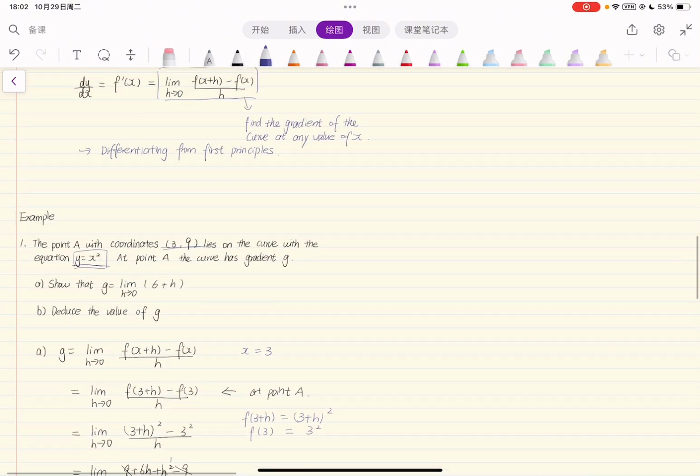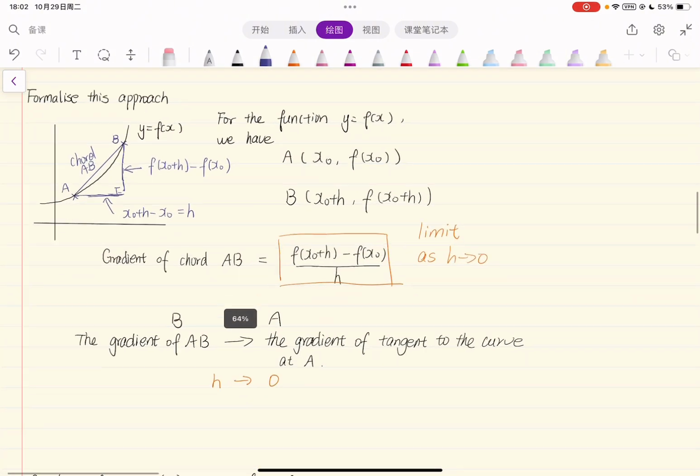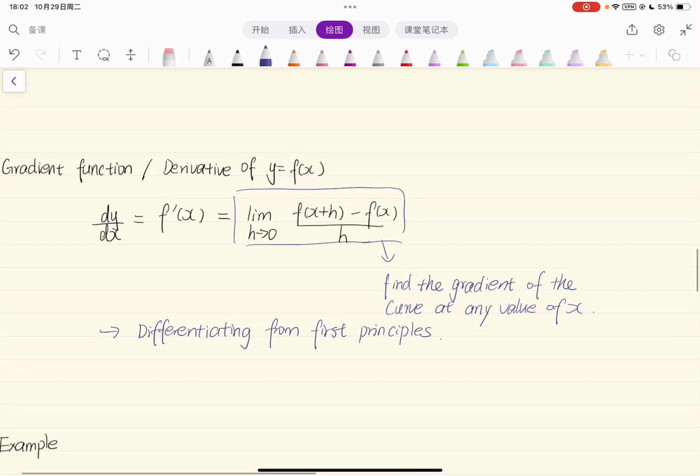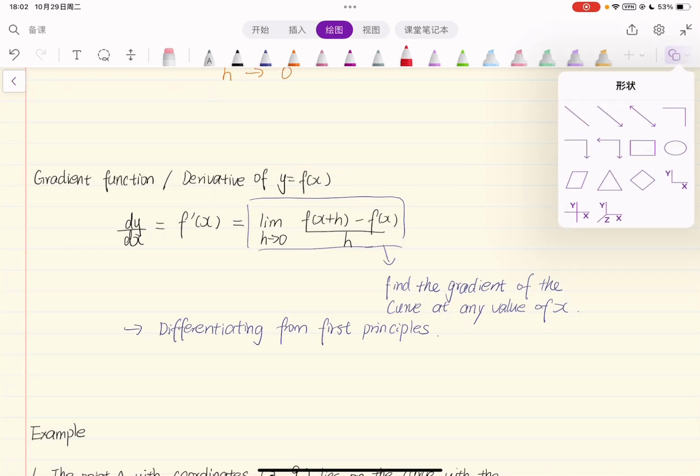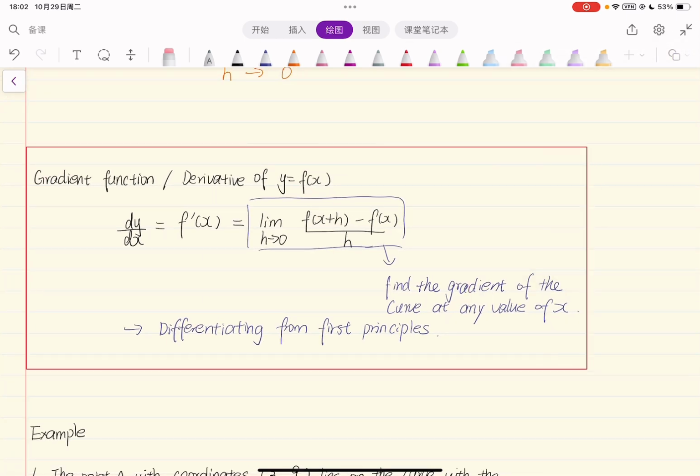From this lesson, you need to remember this expression, and how to use it to solve the questions and do the proof.